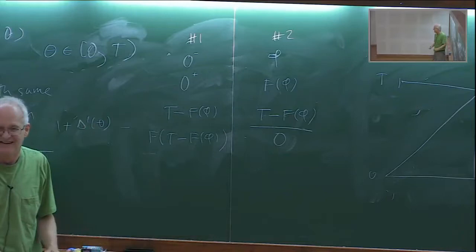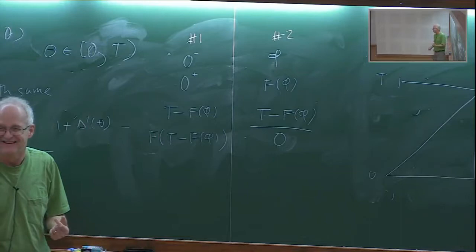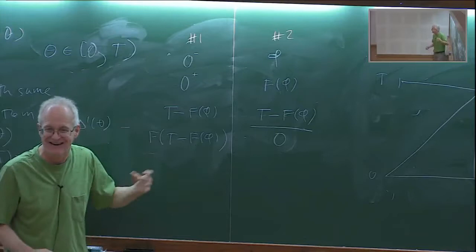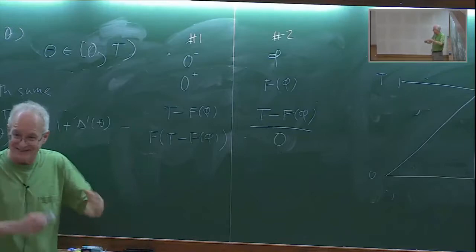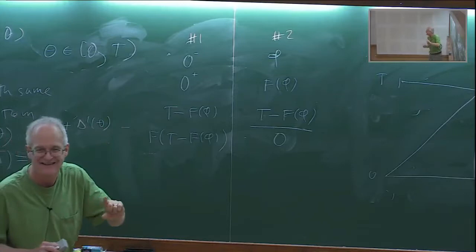Right? We're almost done. And this, again, is less than T. Okay? Because f of phi was less than T. T minus this is less than T. See where that assumption comes in? Isn't it great? See, you appreciate the need for these assumptions. Okay, we're almost done.